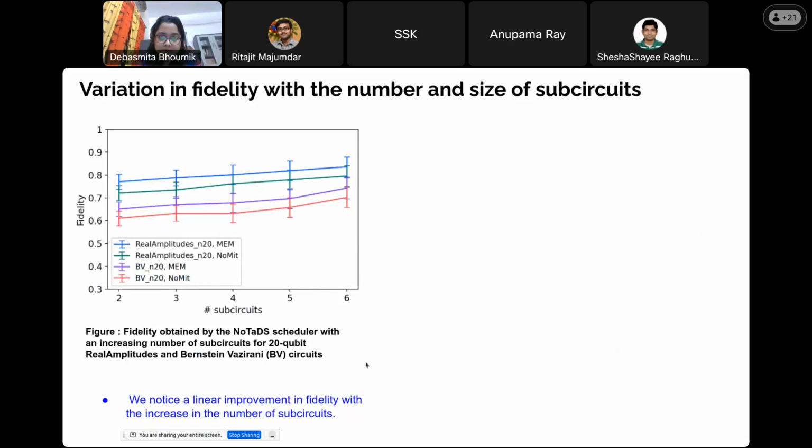Now we have done an experiment to see, if the number of subcircuits is increased for a particular circuit, how will the fidelity change? So we have taken the 20 qubit circuits for real amplitude and Bernstein-Vazirani for both the measurement mitigation and no mitigation, and we have increased the number of subcircuits for this 20 qubit circuit, and we can see there is a linear improvement in terms of fidelity. The y-axis is fidelity, x-axis is the number of subcircuits. So we notice a linear improvement with the increasing number of subcircuits.